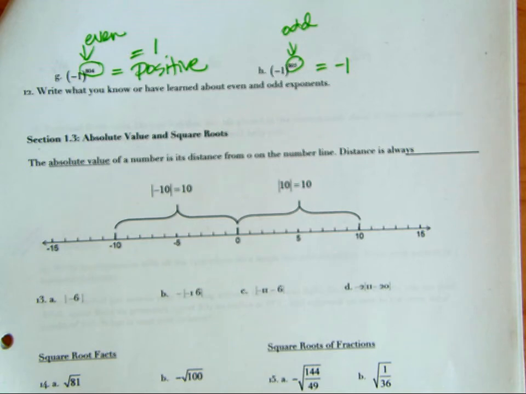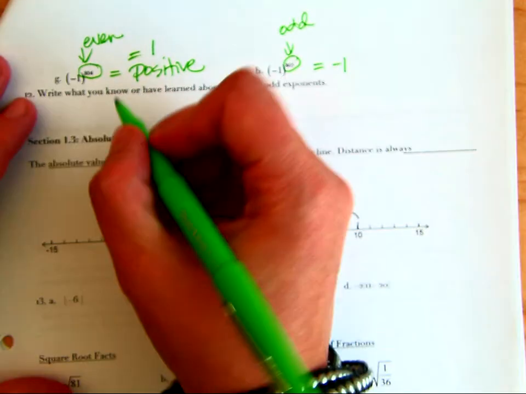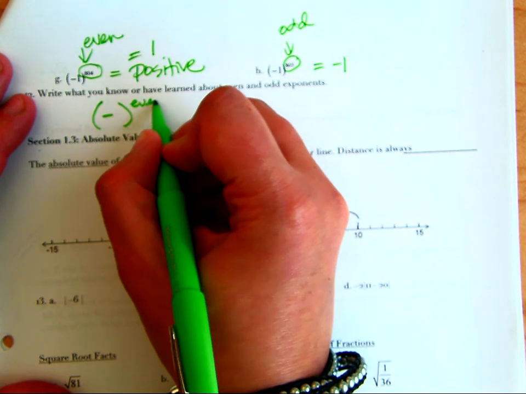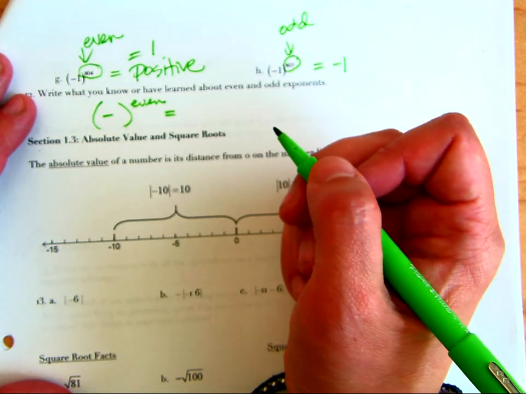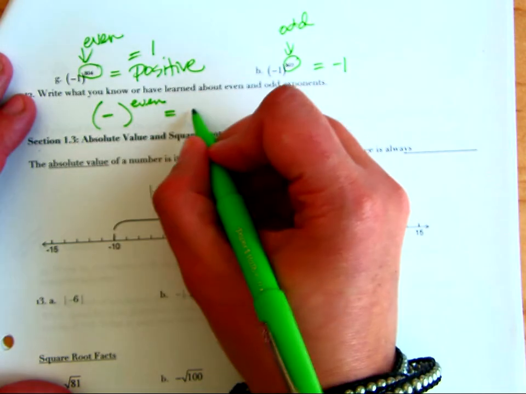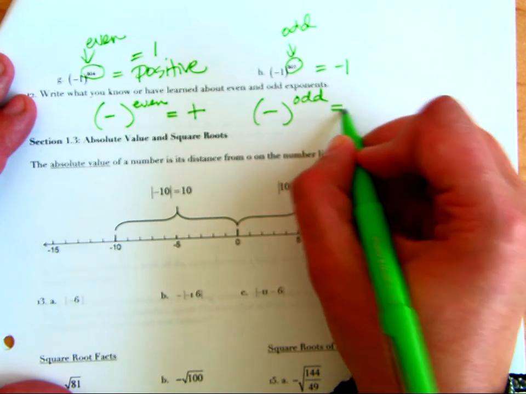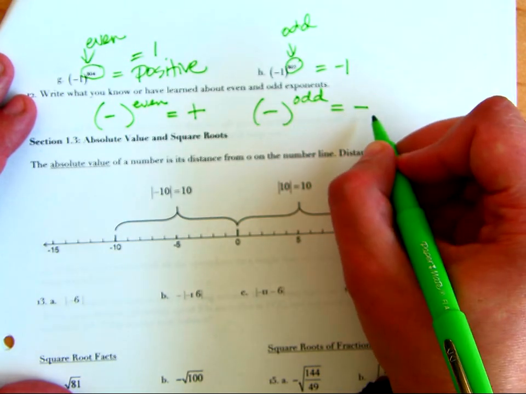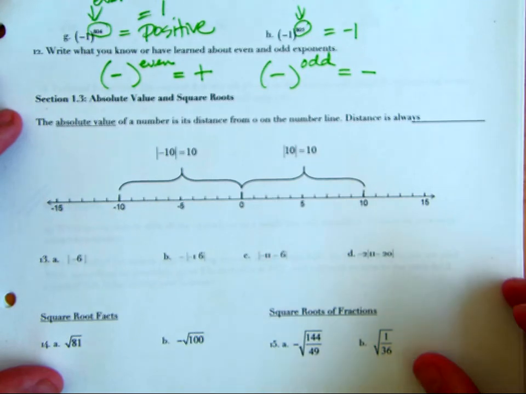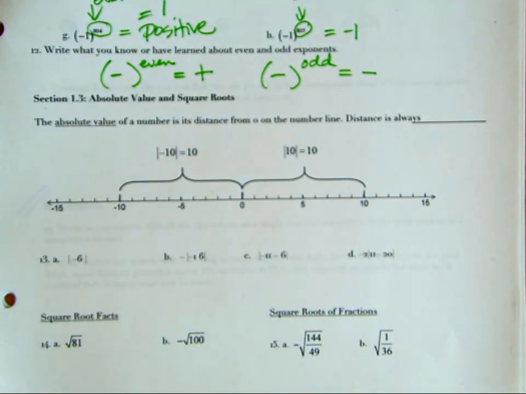Questions so far about that? How do you write what you know or have learned about even and odd exponents? So, if you have a negative to an even power, what's the answer going to always be? It's going to be a positive. If you have a negative to an odd power, what's the answer always going to be? Negative. Okay. It's my simplified version of that. Don't worry, I will expand it after I push stop.